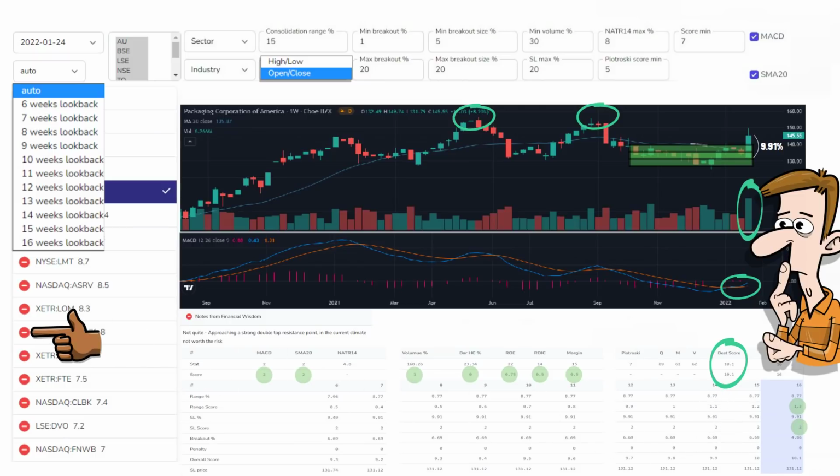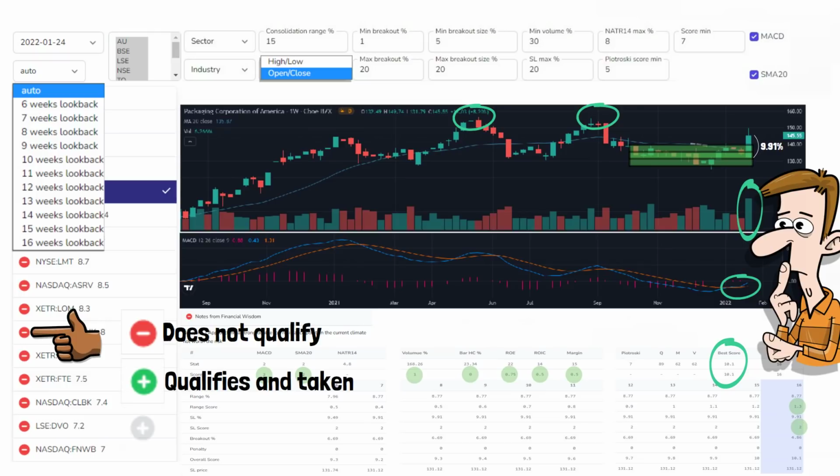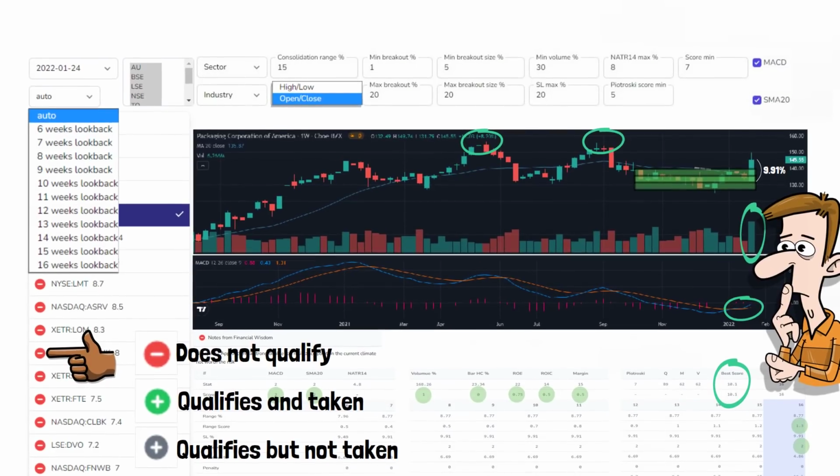To the left of the chart, you will see an icon. An icon is added based on my qualitative analysis of the stock. And in this case of this red icon, this stock does not qualify for me. The green icon means the stock qualifies and I have personally taken a position, whereas this icon means that the stock qualifies but I have not personally taken a position. This could perhaps be due to portfolio size or the weighting of a certain sector.